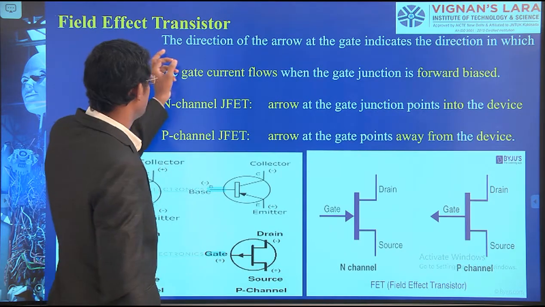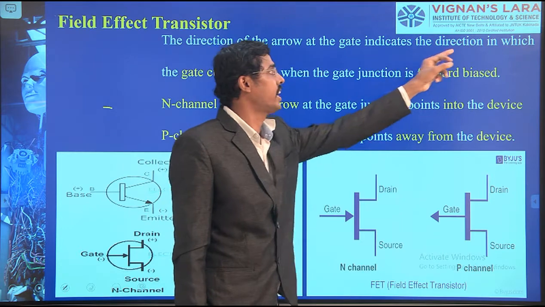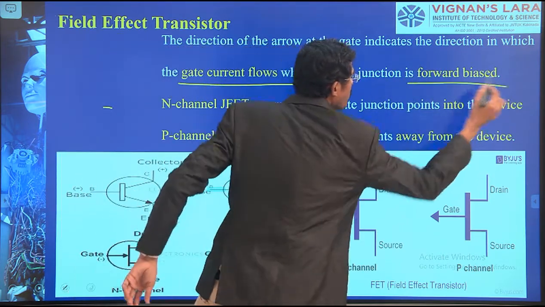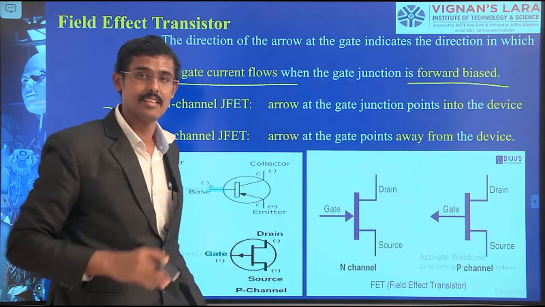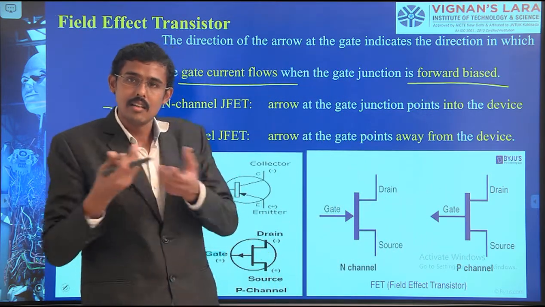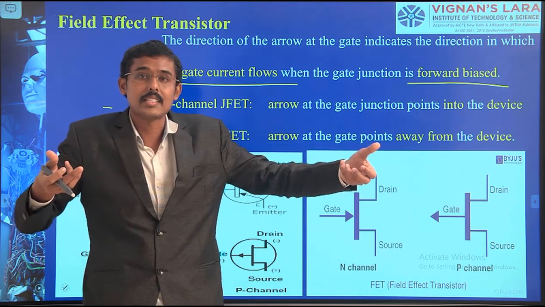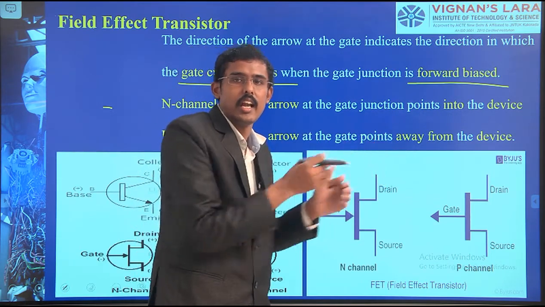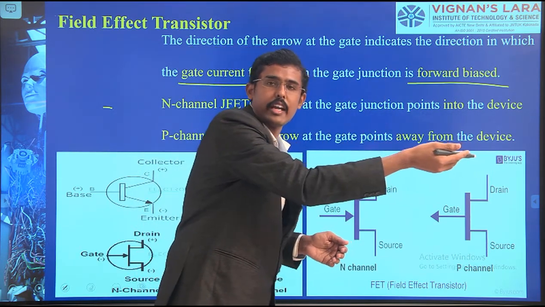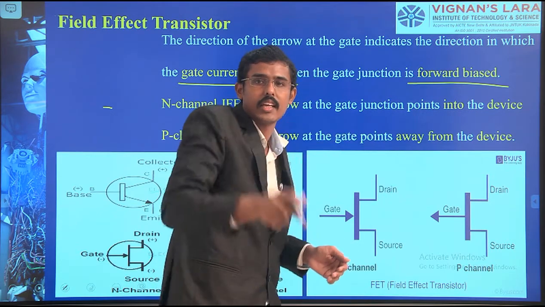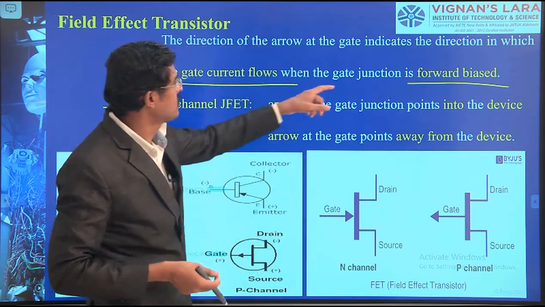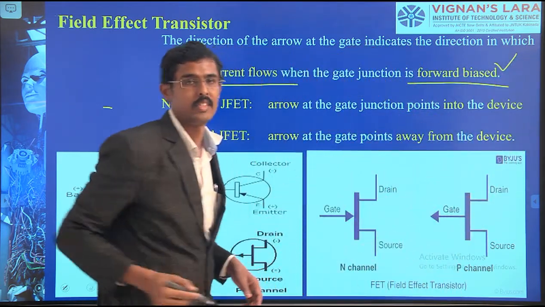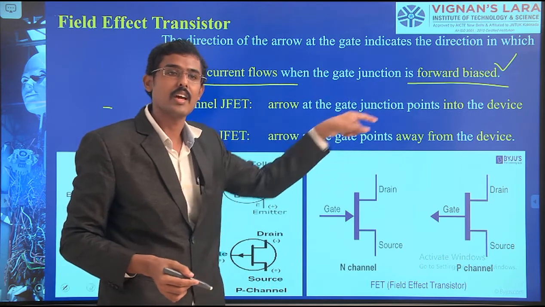The direction of the arrow at the gate indicates the direction in which the gate current flows when the gate junction is forward biased. I told you in the transistor, in reverse bias our depletion zone becomes extended. In forward bias, repulsion happens and pushes inside, and therefore current flows from one end to the other. Therefore, we should consider the forward bias only for the flow of current. So when it is in forward bias, what is the arrow condition?